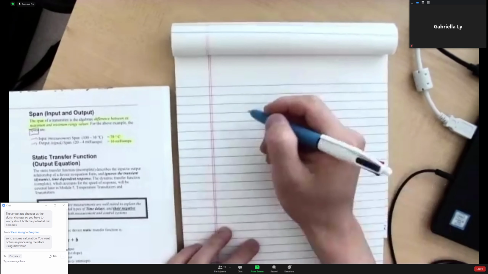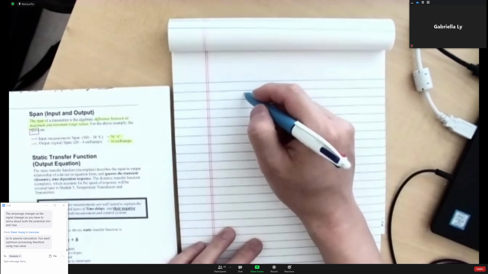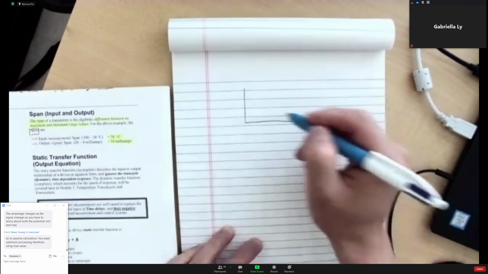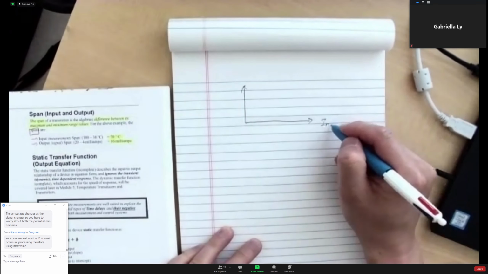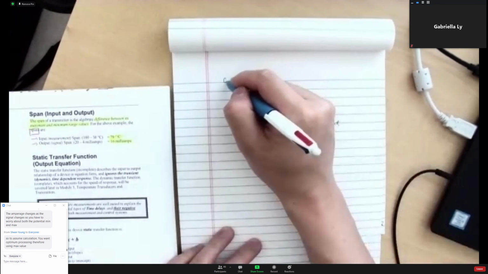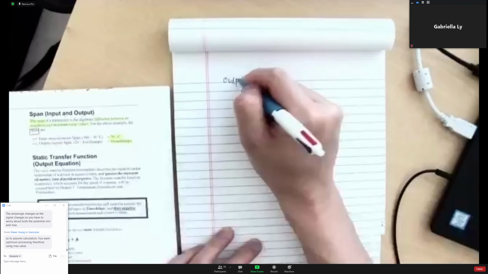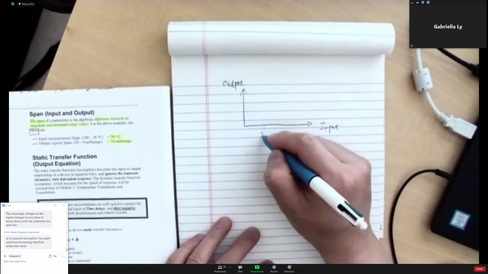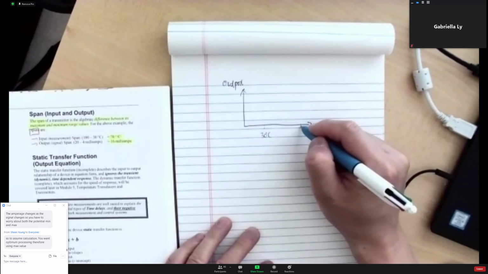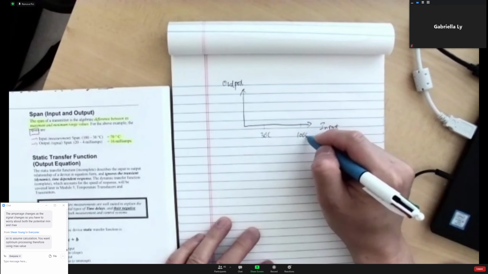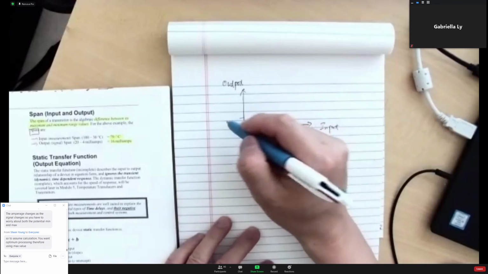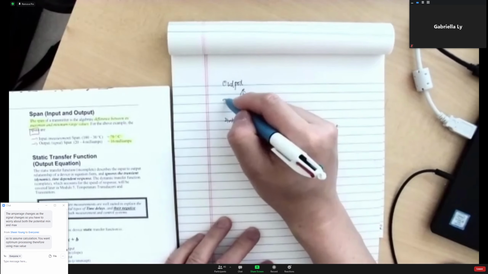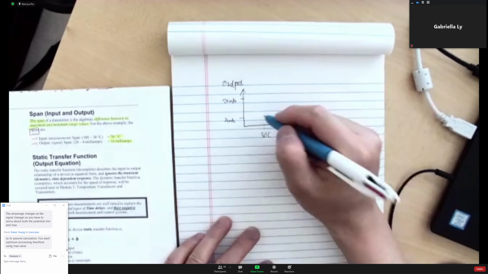So you saw the relationship down there. For this example, here's my input, here's my output. Let's say 30 degrees, 100 degrees, 4 milliamps, 20 milliamps.